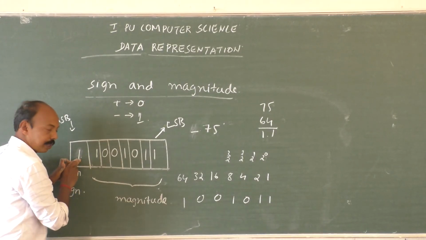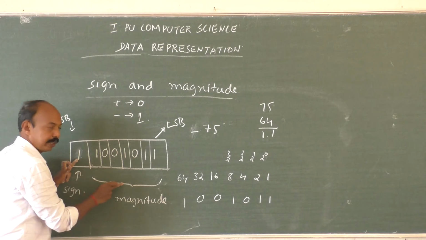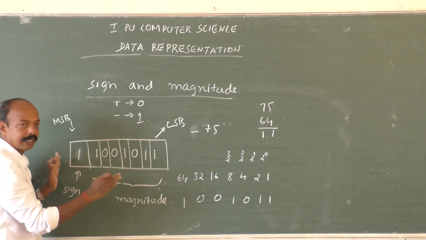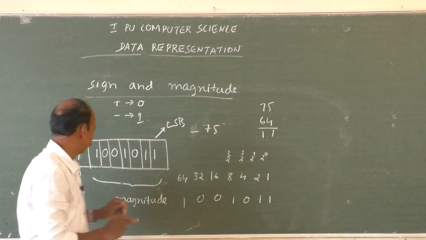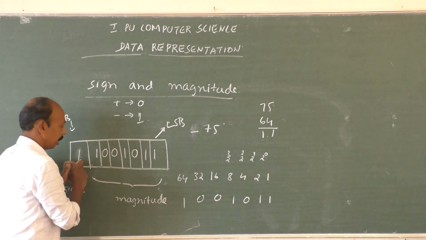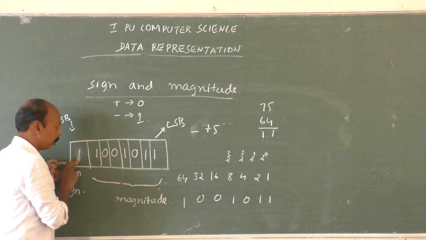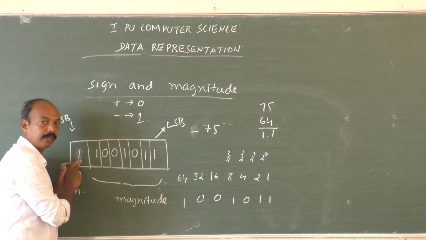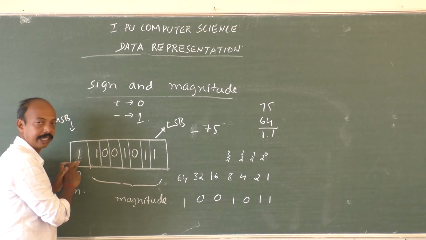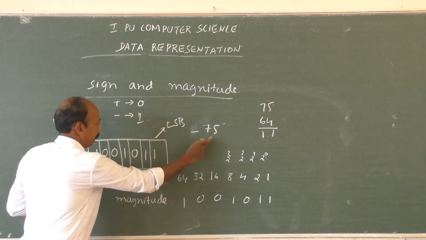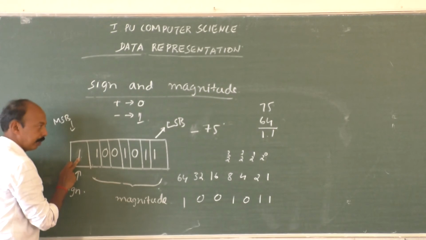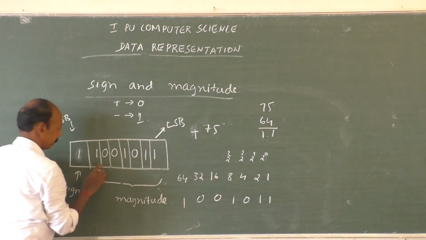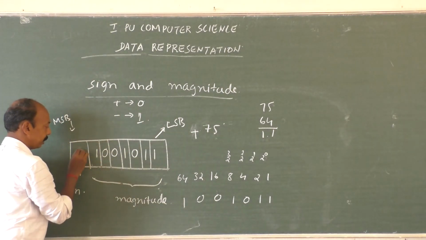Don't add this for the magnitude. This is representing the number using sign and magnitude, so this is not considered for the magnitude; it is considered only to represent the sign. We want to know whether it is positive or negative. In that case only we will be using it for sign. For minus 75, in case of sign and magnitude, this will be 1. For plus 75, the same magnitude, but the sign changes to 0.